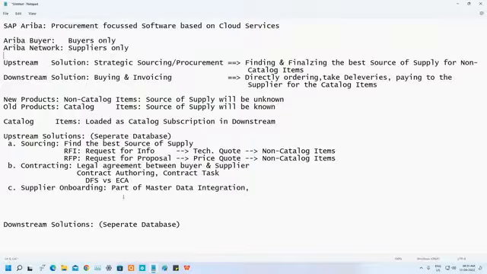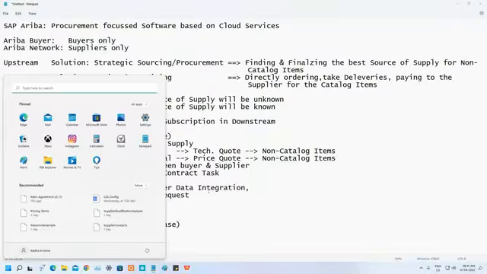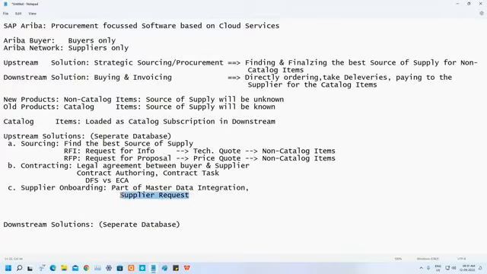Now, the supplier request process. When you look at this process, you will see we are capturing some basic data about the supplier and creating their profile in Ariba Buyer. Exactly. So please keep this in your mind: we are capturing their data and putting it in Ariba Buyer.